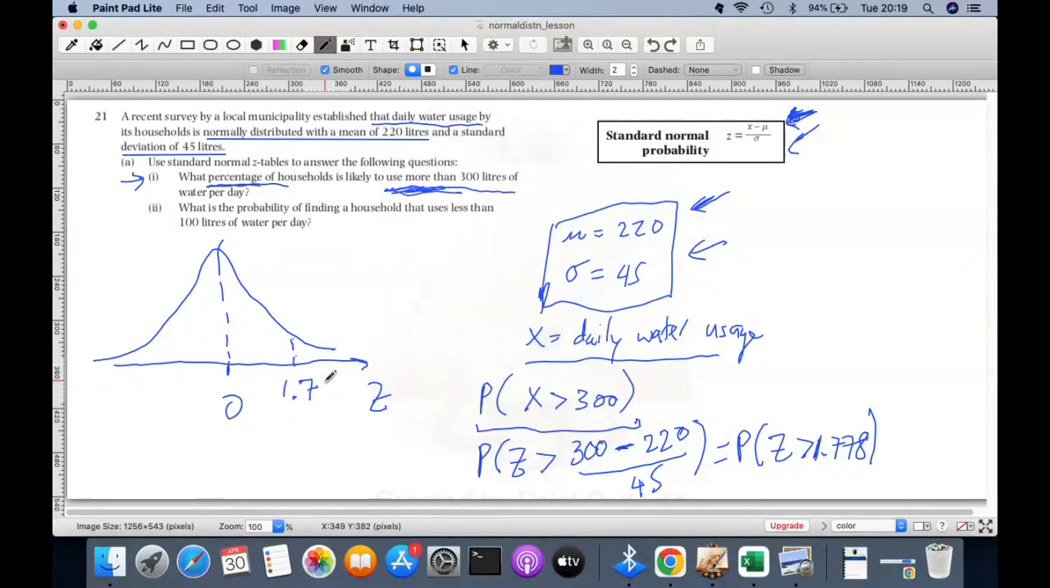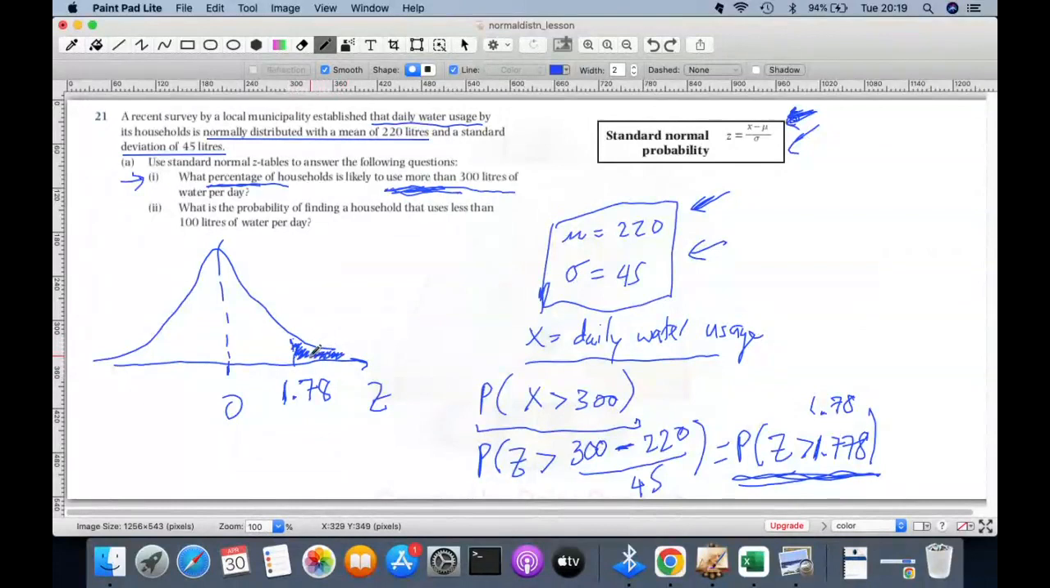1.7, I'm just going to round it to one more place because the table only goes up to the second decimal. Now I want you to pay attention to this problem. It says Z greater than 1.78. Remember, I just rounded it to one more place. Greater than 1.78 means I'm interested in this area, the area that's greater than 1.78.